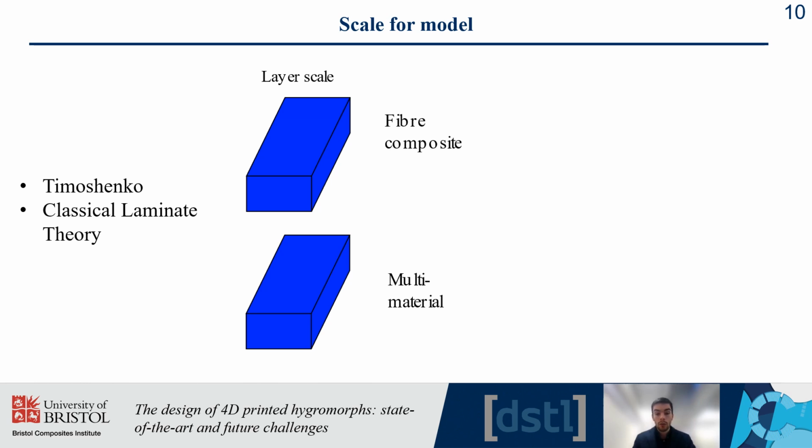Two ways of doing this are the widely implemented Timoshenko beam theory and the classical laminate theory. This is widely implemented in order to modify one parameter and see how this parameter impacts the deformation of the structures, for instance the thickness of one or the other layer.